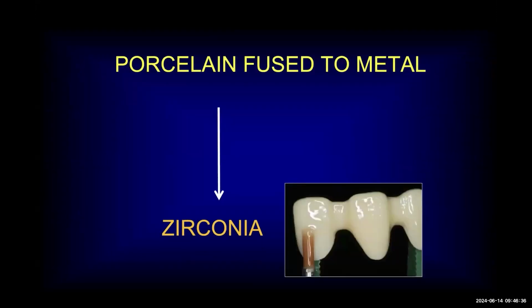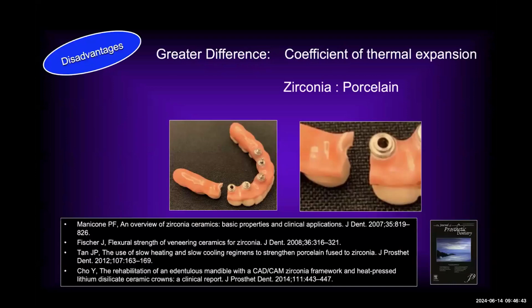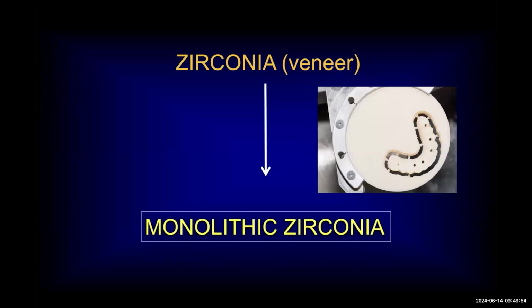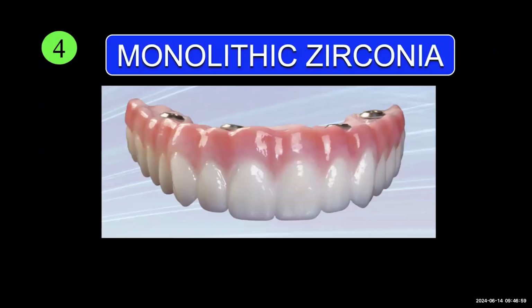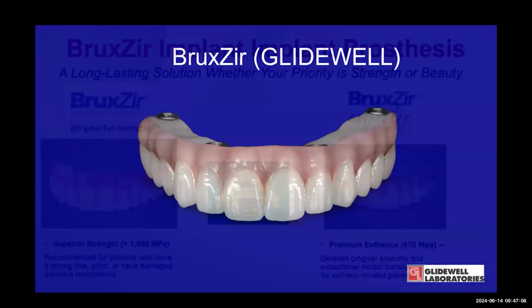What was that? Zirconia, but layered or veneered. And the problem with veneered is it was aesthetic. However, because there's a difference of coefficient of thermal expansion between zirconia and porcelain, it often ended up with a fracture. So that led us to the bionic material, monolithic zirconia, which is the best out there, which basically Glidewell has been there from the forefront. They have done most of the research on this.